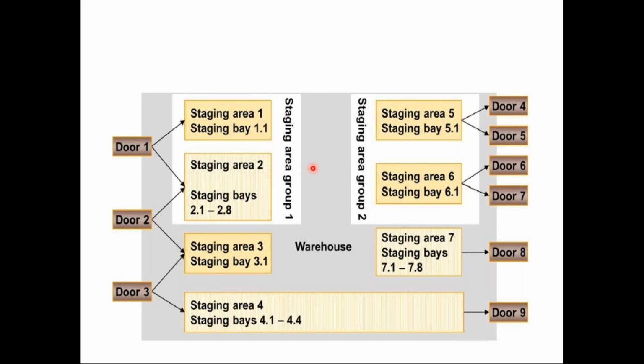Just like in this picture, you will see here we have a warehouse. Overall in this warehouse we have different staging area groups: staging area group 1, staging area group 2. Within each group there are sections, and within each section there are bins, the staging bays. So the staging bays are the storage bins within a staging area, which is a section, and within a storage type, which is a group. So a storage type, storage section, storage bin. And then there are doors that are assigned to these staging areas.